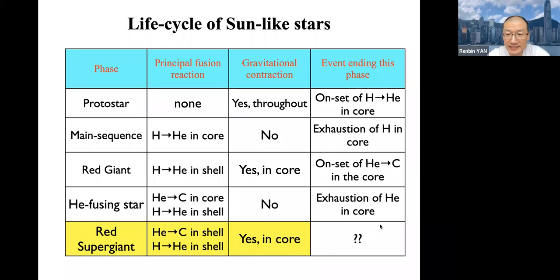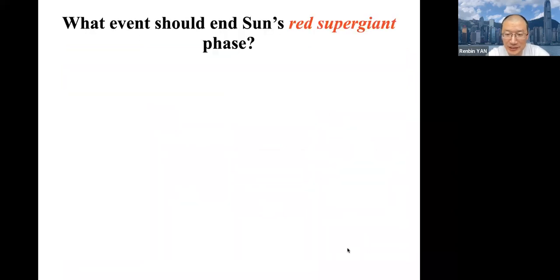And so what event ends this phase? Please make a guess on that. What event ends this phase? Carbon to the next elements? Yeah, kind of, that's right. If the temperature can get hot enough, then you would continue fusing carbon into heavier elements, right? However, the sun is not massive enough to reach that temperature. What event should end the sun's red supergiant phase?